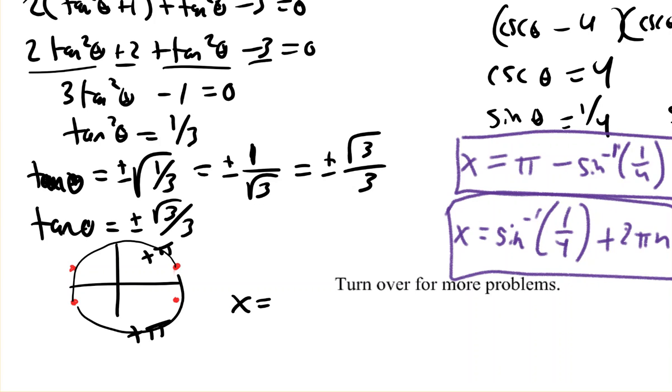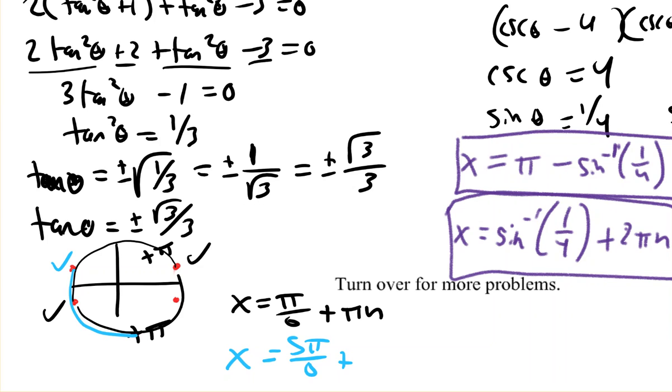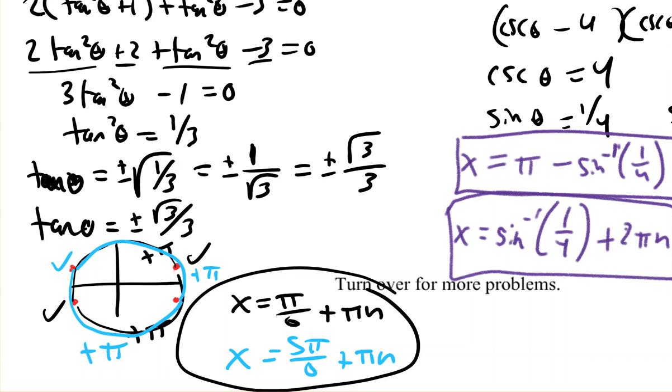So 1 could be pi over 6 plus pi n. That would get both of those and their coterminal angles. And then 5 pi over 6, and then these are spaced out by pi. So plus pi n. So you could do it in those 2 statements instead of the 4 statements that I had said verbally.